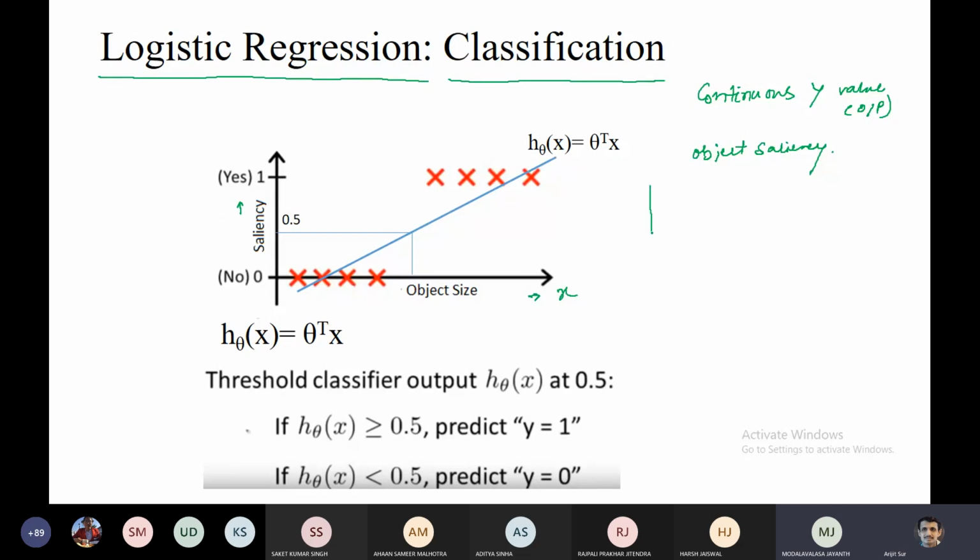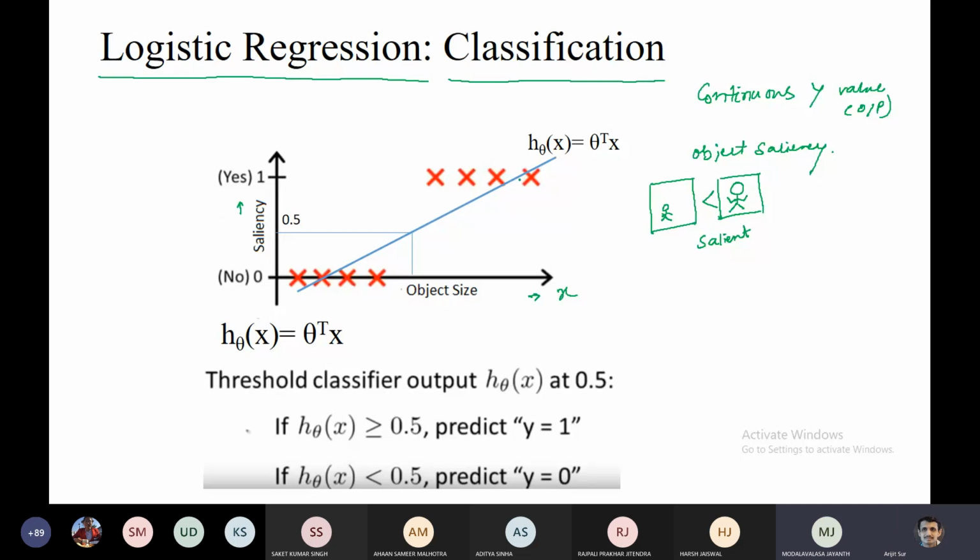Let's say there is an image, and there is a human of this size, and there is another human of this size. What I said is that since this object's size is higher, this object is basically more salient. So saliency-wise it is more salient. This is the idea actually. So now the size basically.